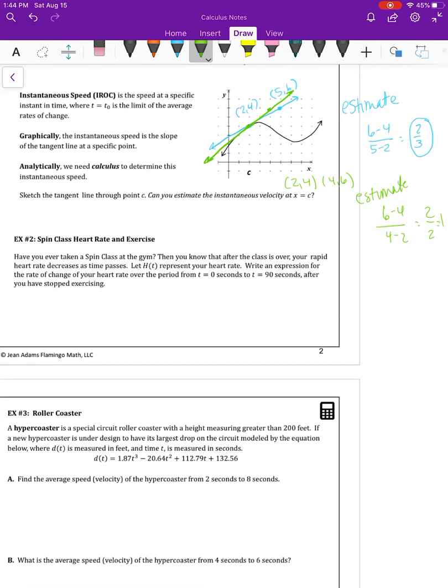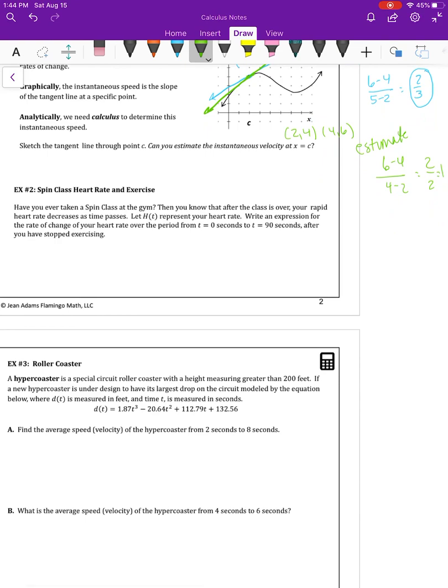All right, so let's look at our second example. Spin class, heart rate, and exercise. Have you ever taken a spin class at the gym? Then you know that after the class is over, your rapid heart rate decreases as time passes. So let h of t represent your heart rate. Write an expression for the rate of change of your heart rate over the time period from t equals 0 seconds to t equals 90 seconds after you have stopped exercising.